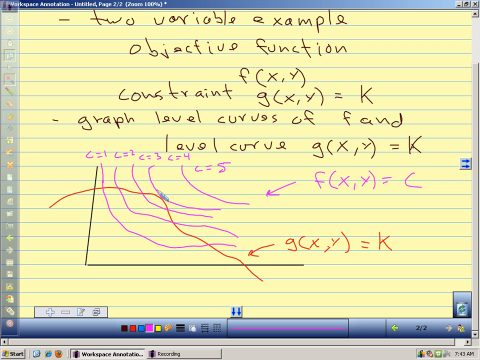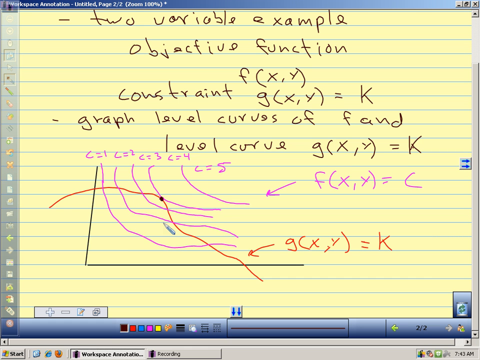It could be a min or a max, depending on whether the surface is going uphill or downhill, right? So it's optimized at constant equals 3. Well, what do we see happening there? It's tangent at that point. Everywhere else, it's either not on the constraint, or it's not a maximum or a minimum. It's not an optimum value.